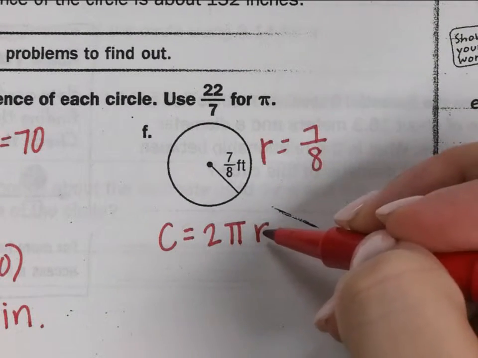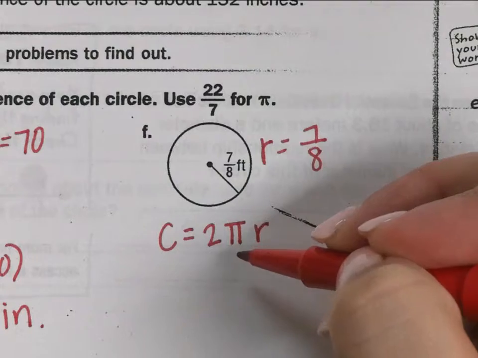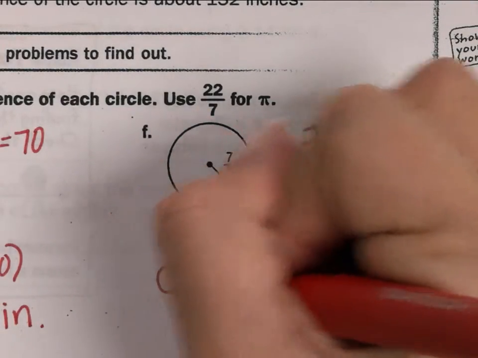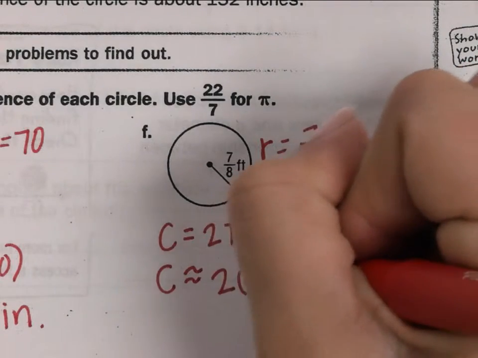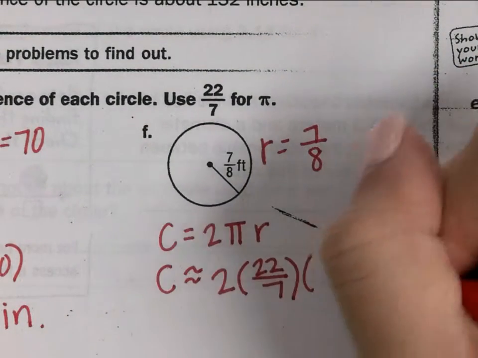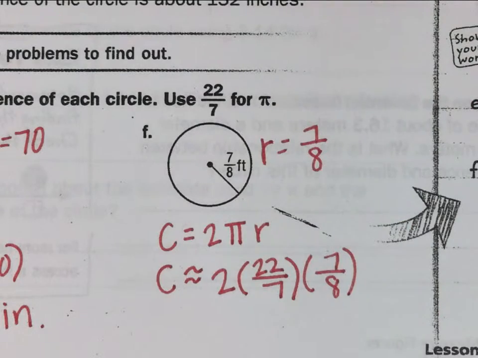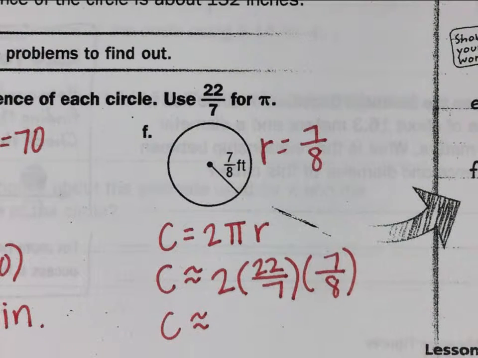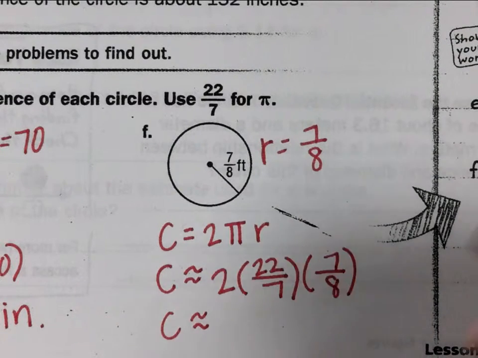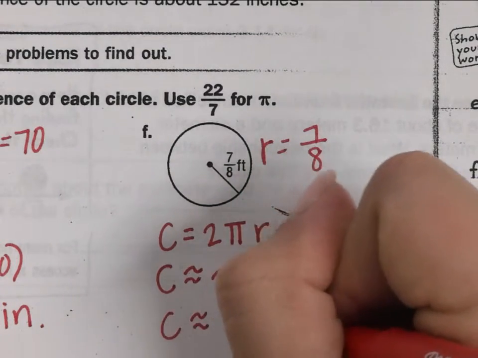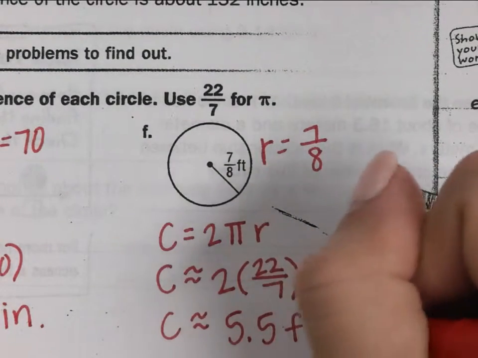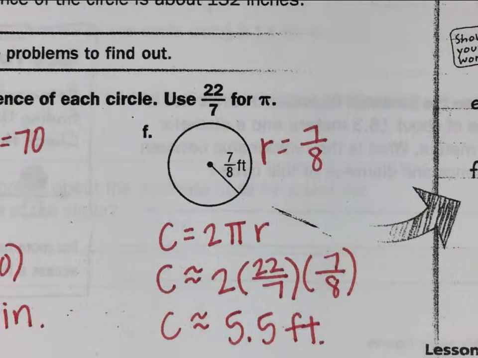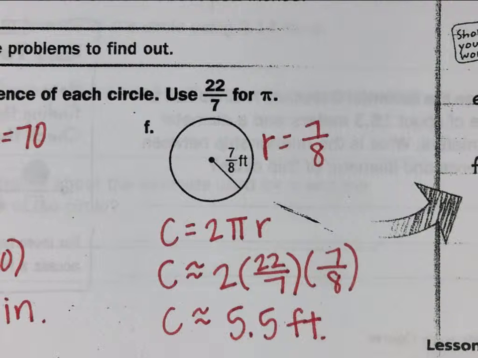So I know that I can plug in r, and I already know what I can plug in for pi. And I can solve for C. So C equals 2 times 22 over 7 times 7 over 8. So what do I get? What's my circumference? 5.5. So it's approximately 5.5 feet. Any questions on finding the circumference? Pretty easy, not too bad.